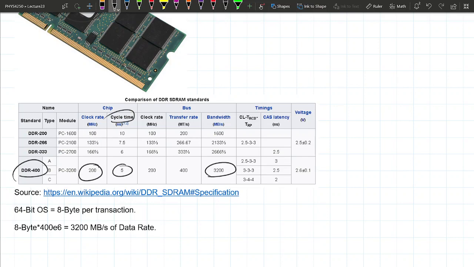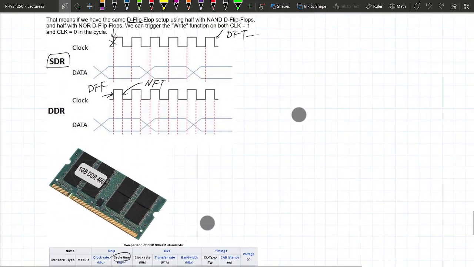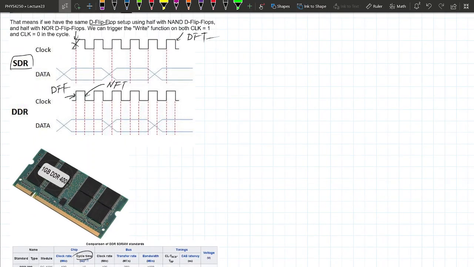So that's how all these RAMs get built. Just with NAND gates for synchronous data, and then NOR gates and AND gates if you want to do the double data rate thing.